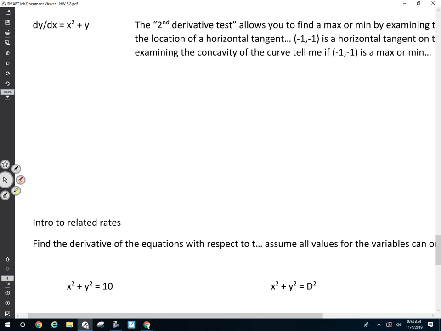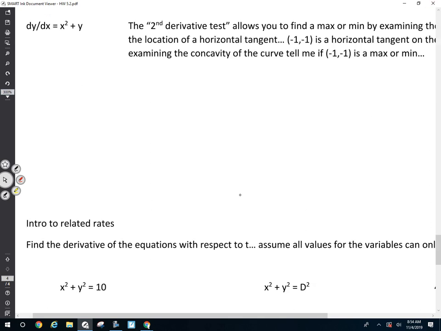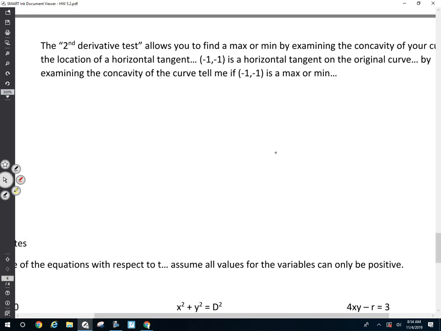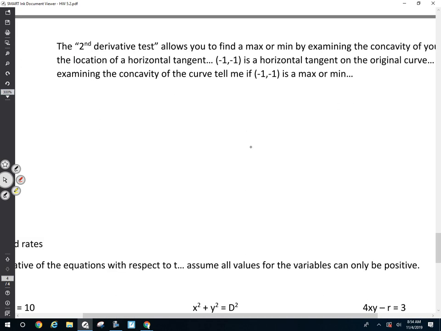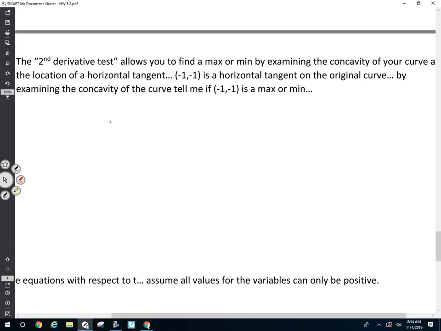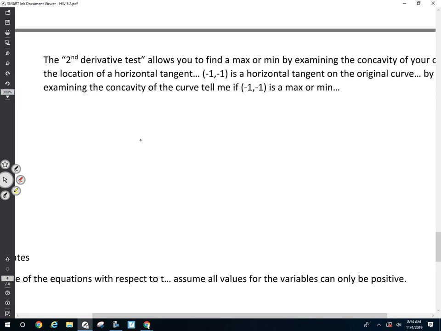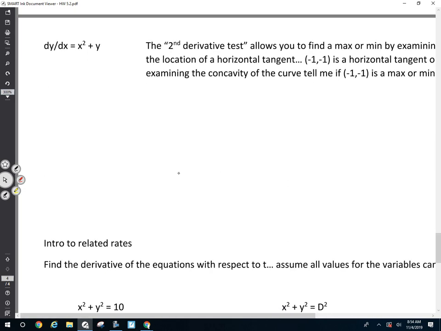The second derivative test allows you to find a max or min by examining the concavity of your curve at the location of a horizontal tangent. (-1, -1) is a horizontal tangent on the original curve. By examining the concavity of the curve, tell me if (-1, -1) is a max or min.